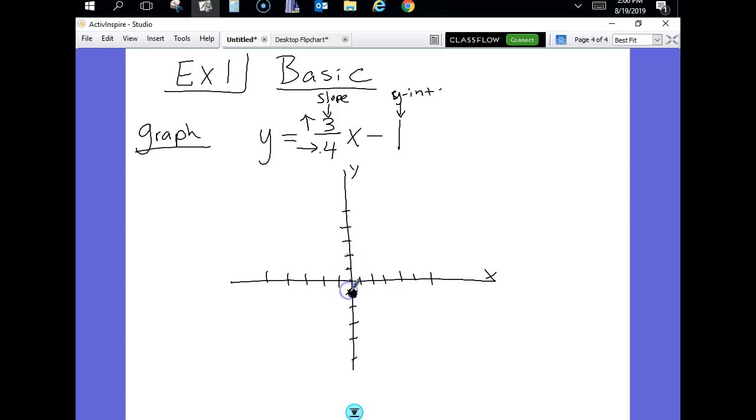All right. So anyway, up 3 and over how far? 4. And that's where I'm going to put my dot. My dot. Up 3, over 4. And then step 3, I believe, says something to the effect of connect the dots, right?